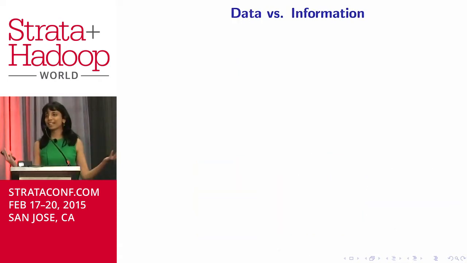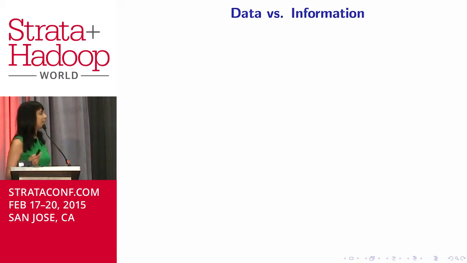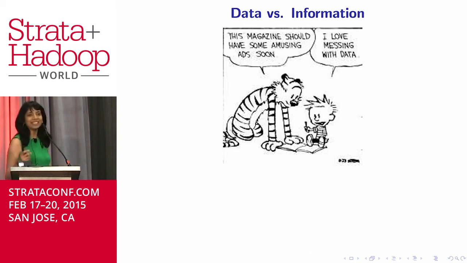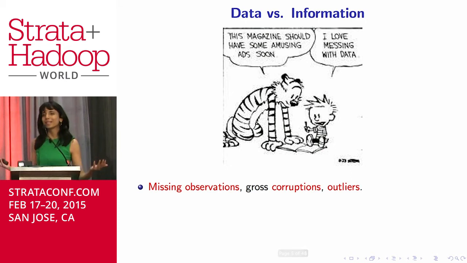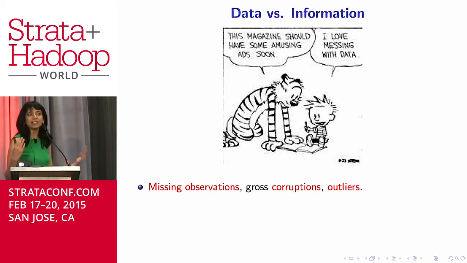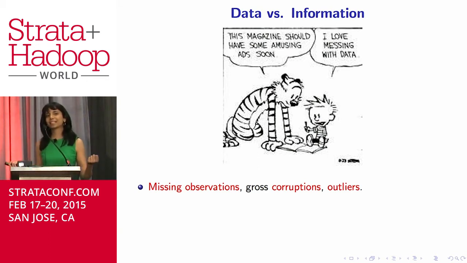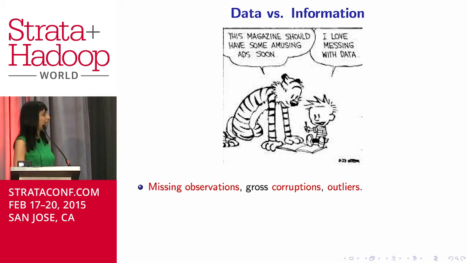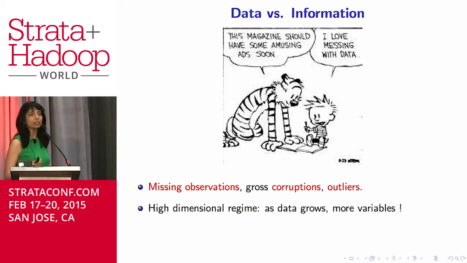While there is a lot of data, how much of it is good information? As Kevin here is saying, he likes to mess with data. So there's a lot of data that's highly messy. It could be adversarially corrupted, or it could have a lot of outliers, missing observations. So just the fact that there is a lot of data is not good news, right? Because of all these highly corrupt and messy data, we cannot immediately get the kind of information we want.